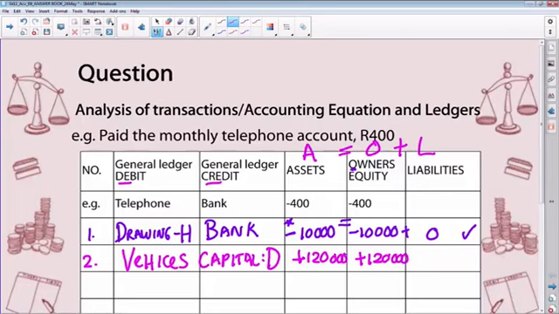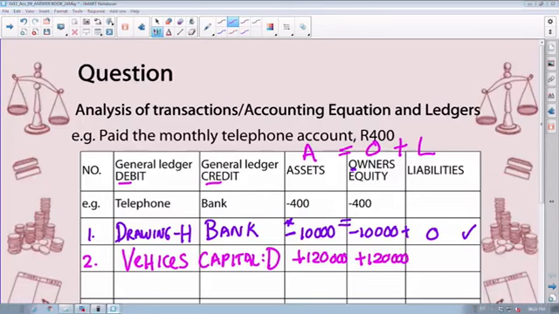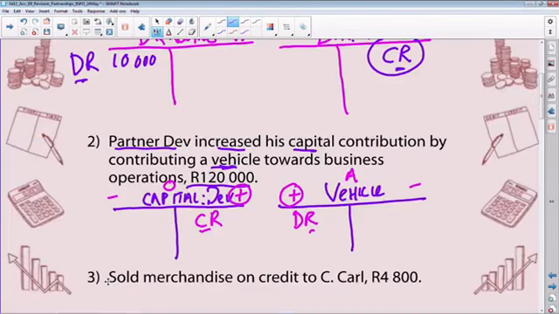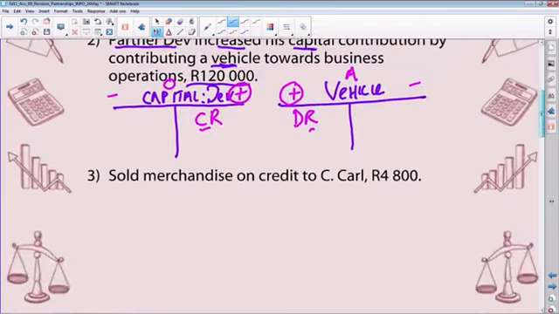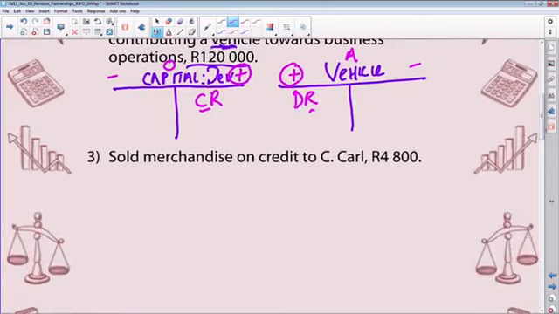Right, time to move on to the third transaction. Our third transaction is nothing new, because you've actually come across this in grade 10. Some of you may even have done it in grade 9, depending on when you started accounting. So transaction 3 reads as follows.